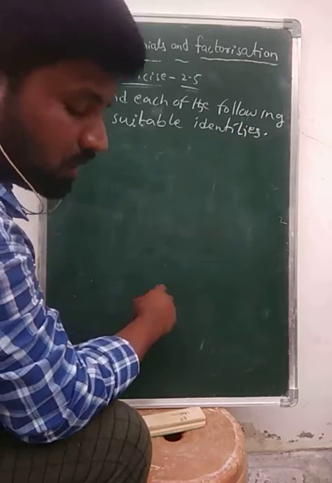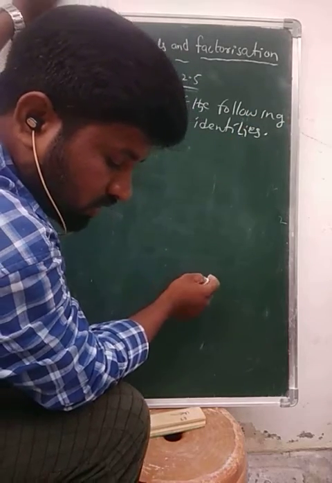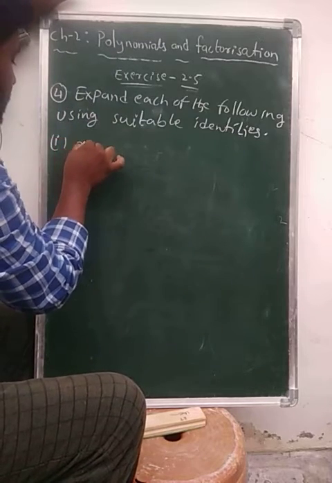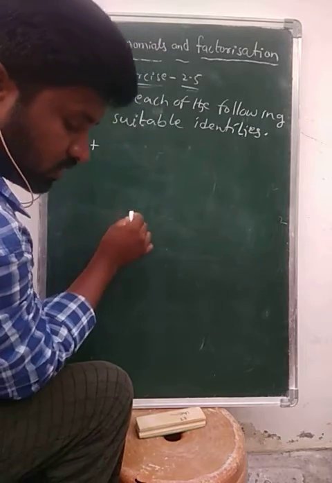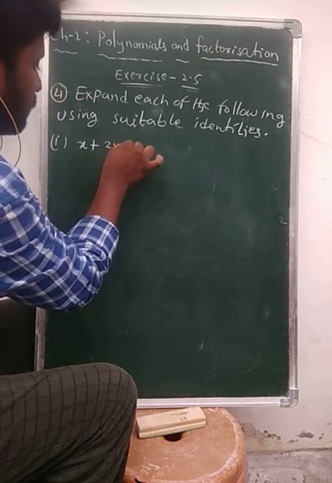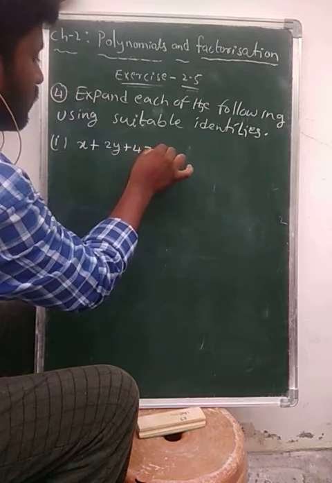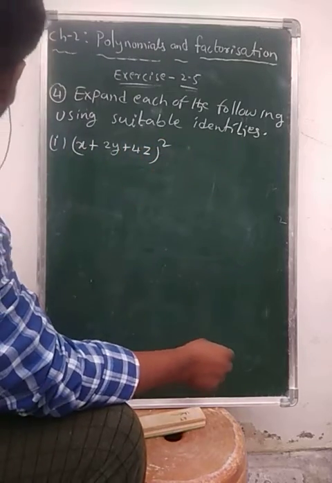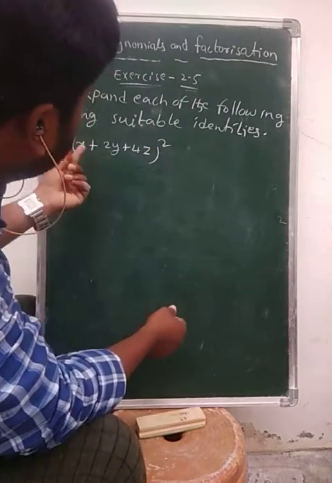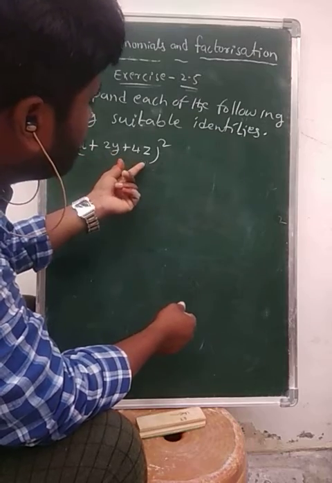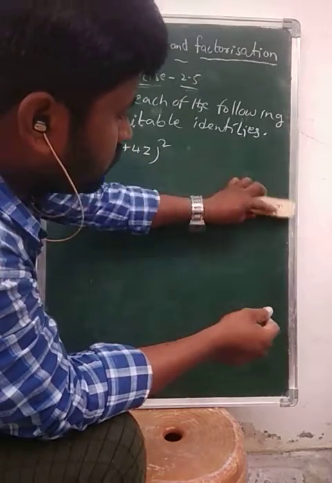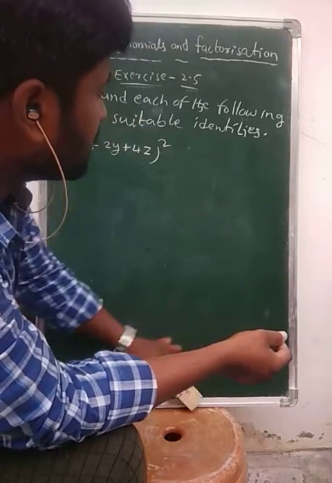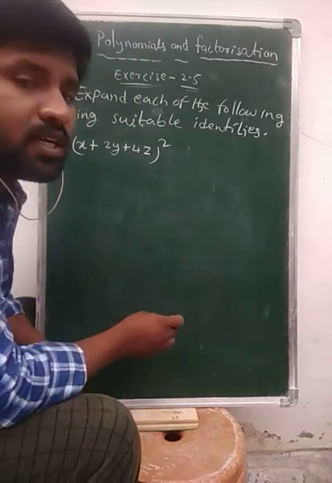Okay, now in that first question is given (x + 2y + 4z) whole square. What is the given question? (x + 2y + 4z) whole square. So which is the suitable identity to expand this? Then expand cheyadaniki manaki use ayye suitable identity enti?